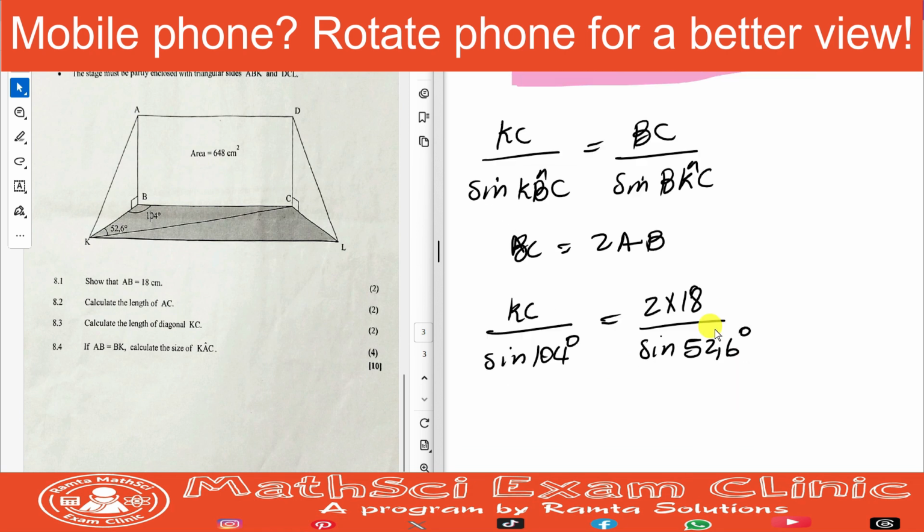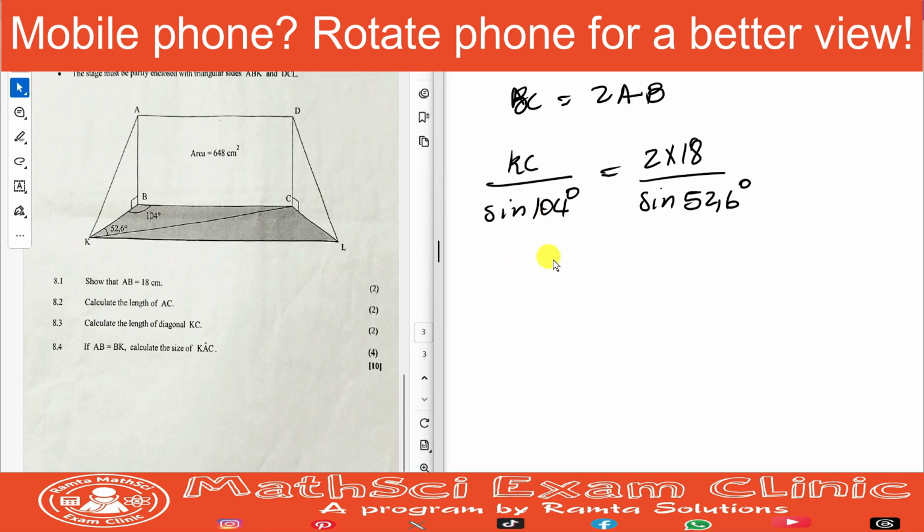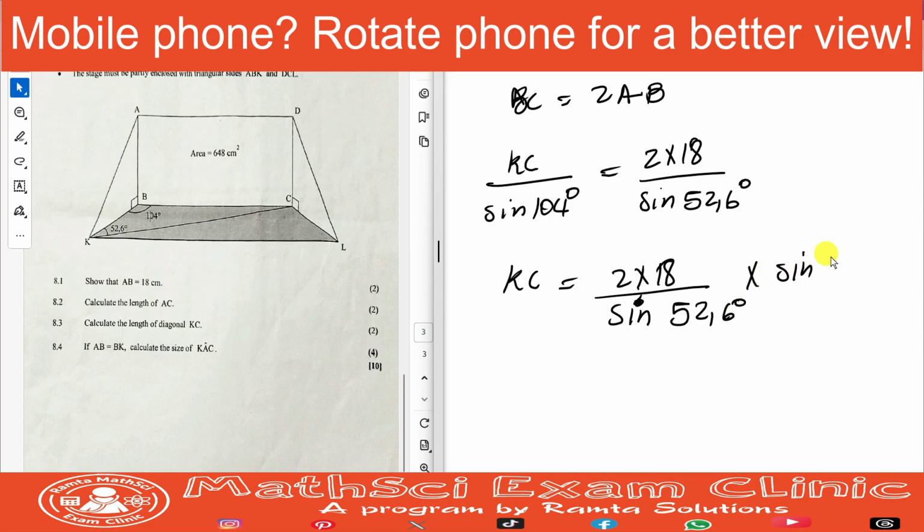All right. So what you can do here is multiply throughout by sine 104. So basically, you're having something like this: 2 times 18 over sine 52,6 degrees multiplied by sine 104 degrees. Press this on your calculator. You are good to go. So what is this giving us? 36 over sine 52,6.